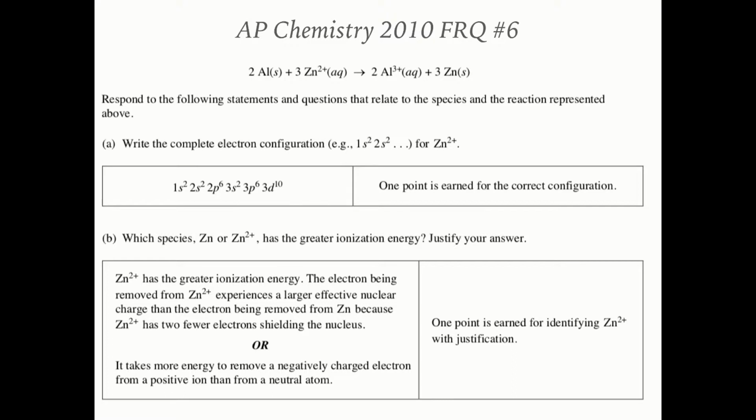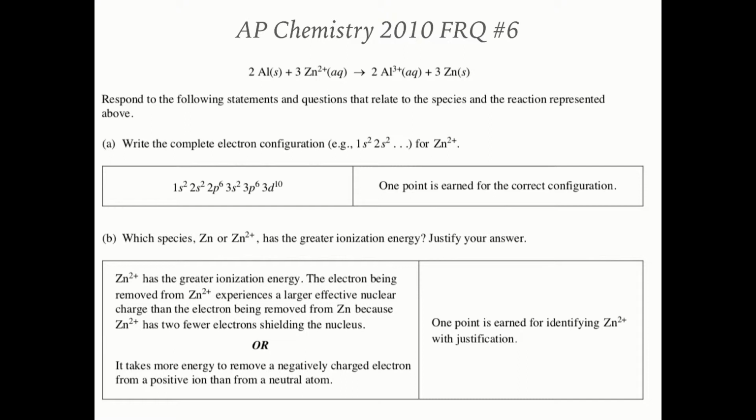For B, it says, which species has the greatest ionization energy? Okay, so we know that the Zn2+ ion has the greatest ionization energy. And remember, the reason why is Zn2+ has fewer electrons, and therefore it's going to be more attracted to the nucleus because its electrons are closer to the nucleus, or its electrons experience a larger effective nuclear charge. The other option is, and I didn't think to say this, but it takes more energy to remove an electron from a positive ion than from a neutral atom. So that would work as well.